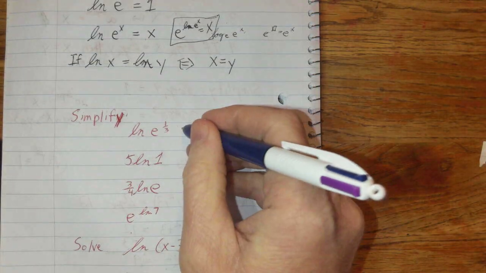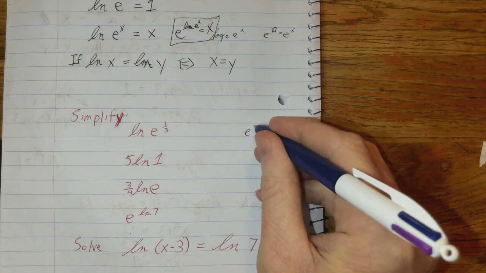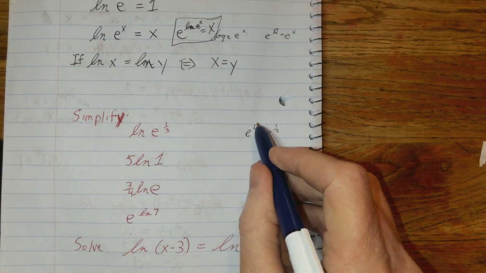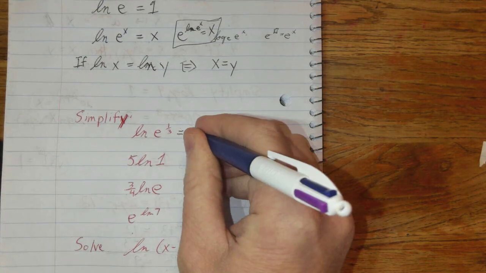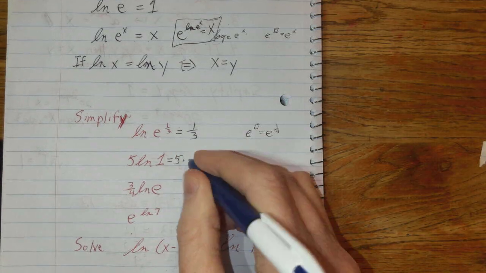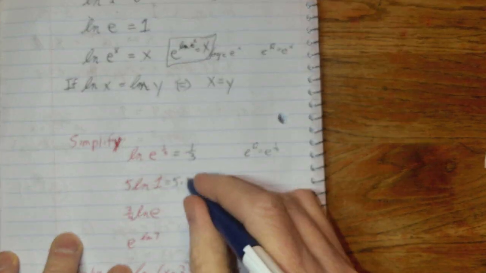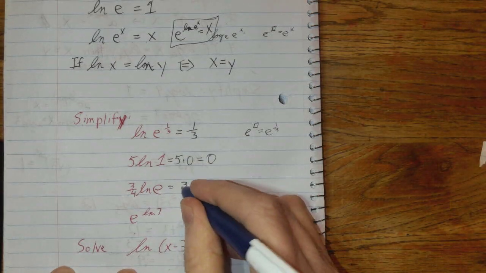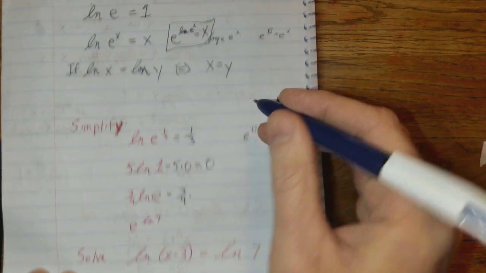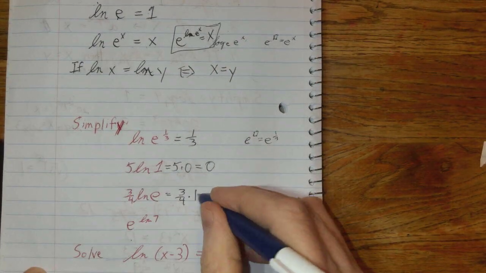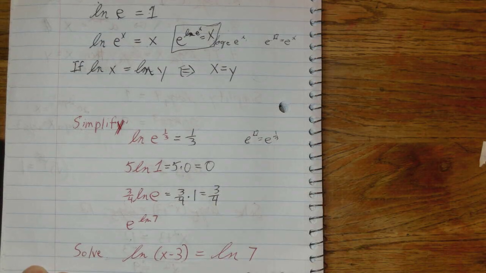Natural log of e to the 1/3. So e to what power would equal e to the 1/3? This is log base e. The answer is 1/3. Now this is 5 times the natural log of 1. The natural log of 1 is 0. So it's 5 times 0. That's equal to 0. This is 3/4 times the natural log of e, which is 1. e to the first power is e. So 3/4 times 1, that is 3/4.